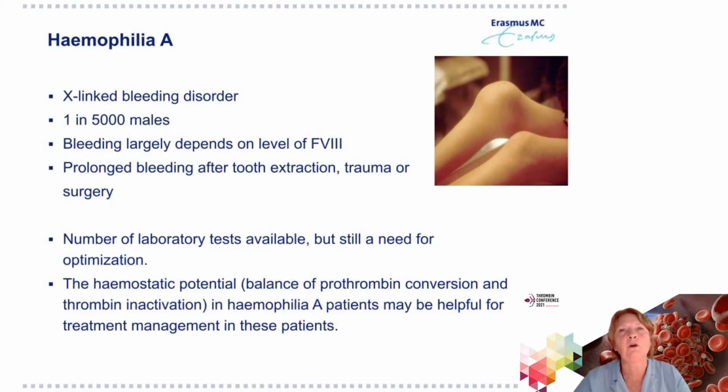There's quite a number of laboratory tests available that we need in our daily diagnostic laboratories, but still we are not completely satisfied with them, and there's a need for optimization. One of the possibilities we can use for optimization is to use the hemostatic potential. That means the balance of prothrombin conversion and thrombin inactivation. If we use that in hemophilia A patients, it may be helpful for treatment management in these patients.